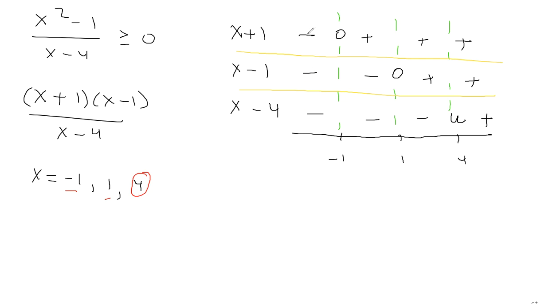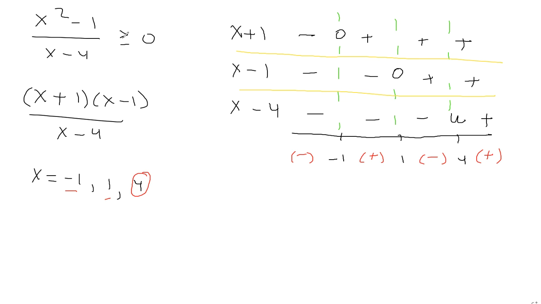And then for me, I would just go: 3 negatives makes a negative down here. 2 negatives would make this region positive. 1 negative would make that region negative, and then 3 positives would make that region positive.